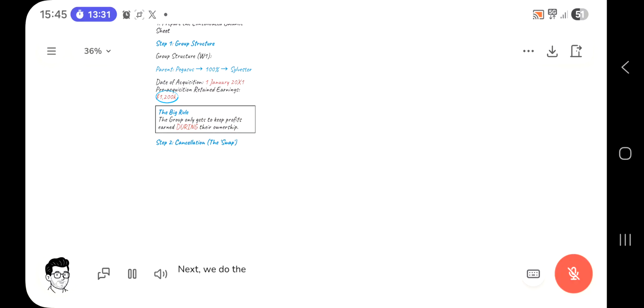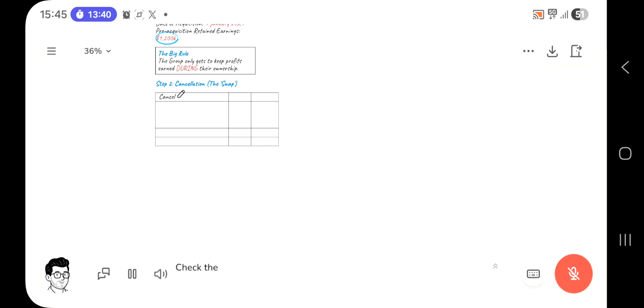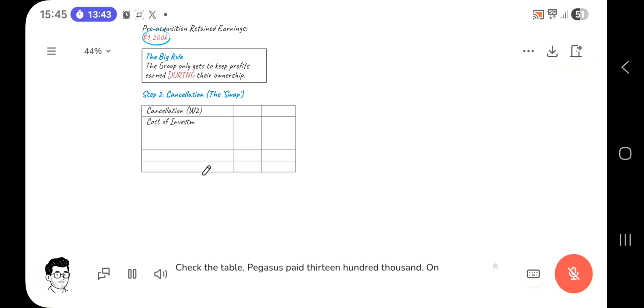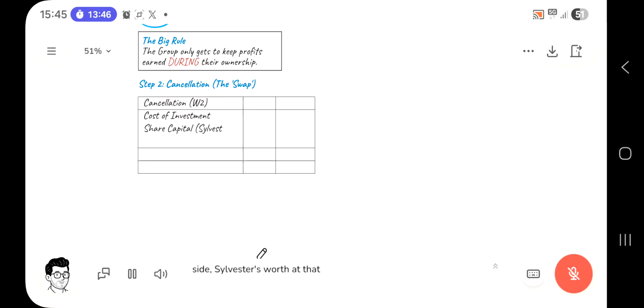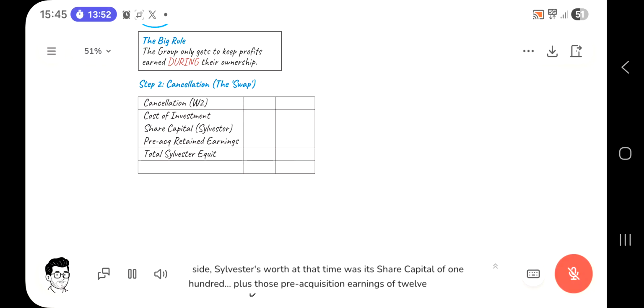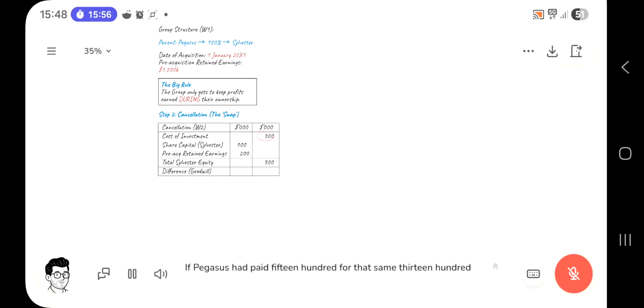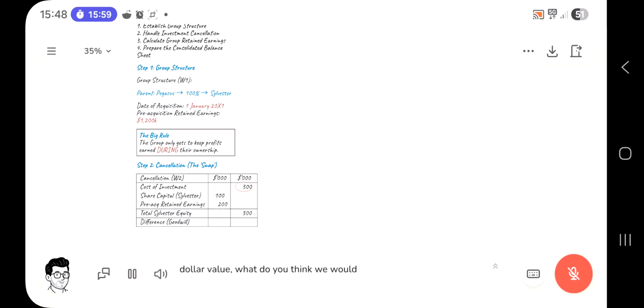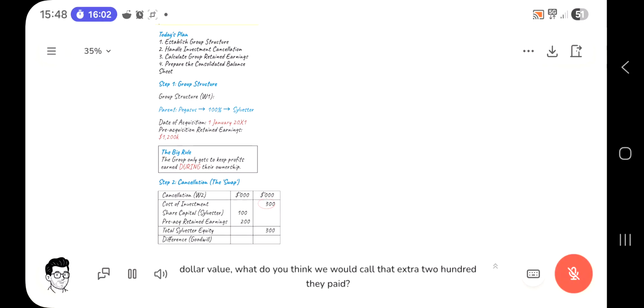Next, we do the cancellation. We have to get rid of the investment in Sylvester line on the parent's books. Check the table. Pegasus paid 1,300,000. On the other side, Sylvester's worth at that time was its share capital of 100, plus those earnings. They had paid 1,500 for that same $1,300 value. What do you think we would call that extra 200 they paid?